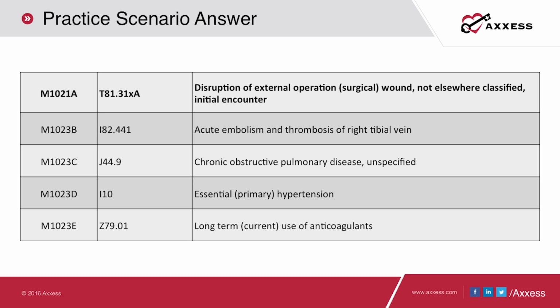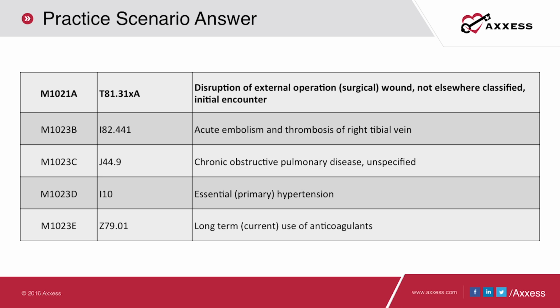So what are we going to code first? We have a complication here. We have a partial dehiscence, and that is T81.31XA, disruption of external operation wound, not elsewhere classified, initial encounter.